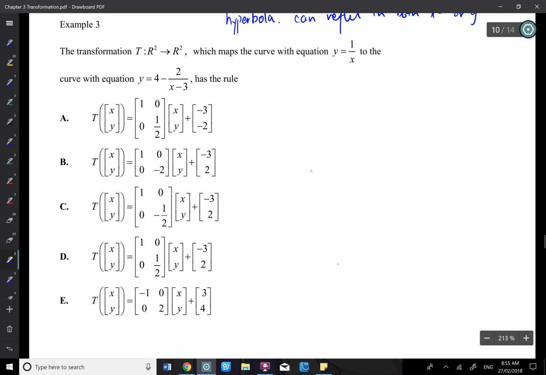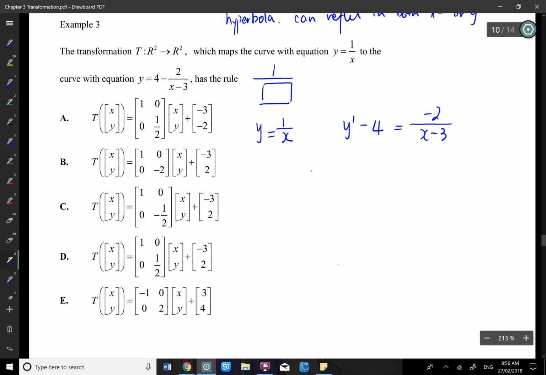When I first tried this question, I put the negative sign with the y, because you remember the hyperbola rule: we have 1 over something, everything must be under the denominator and there's a 1 on top. So if I do this question, I'll say y equals 1 over x, and then y dash minus 4 equals negative 2 over x minus 3. I put the negative on top, but the top must be a 1. Therefore, I'll say y dash minus 4 divided by negative 2 equals 1 over x dash minus 3.